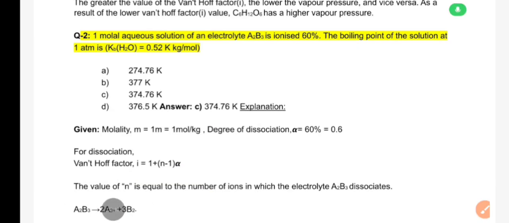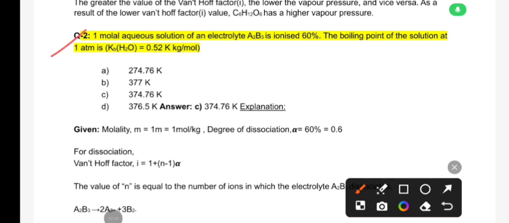Now our next question is: 1 molar aqueous solution of electrolyte A2B3 is ionized 60%. Find the boiling point of the solution at 1 atmosphere. Kb for water is 0.52 Kelvin kilogram per mole. Okay. So this constant value is given to you. The compound is A2B3. Okay. The options are given here.